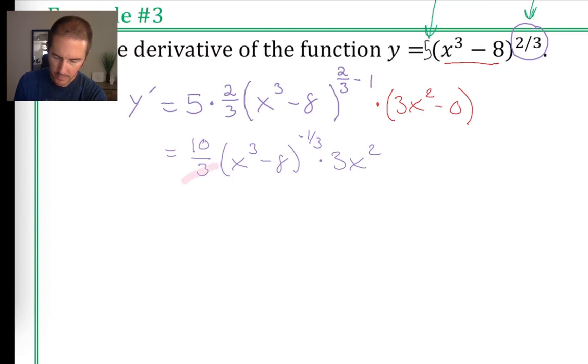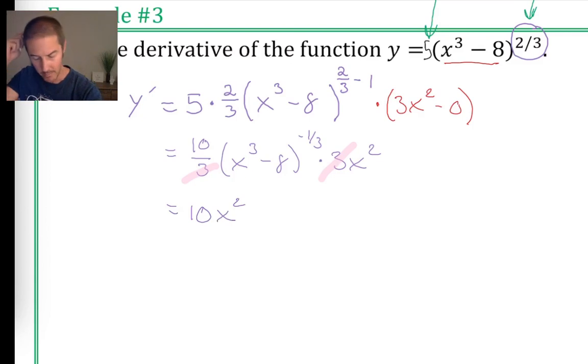This division by 3 is going to cancel out with this multiplication by 3. The 10 is still there. This multiple of x squared is still here. I'm just going to write it second, and then the third factor that's still there is the x to the third minus 8 to the -1/3 power.